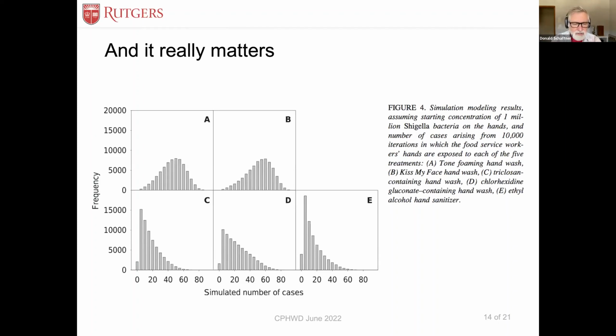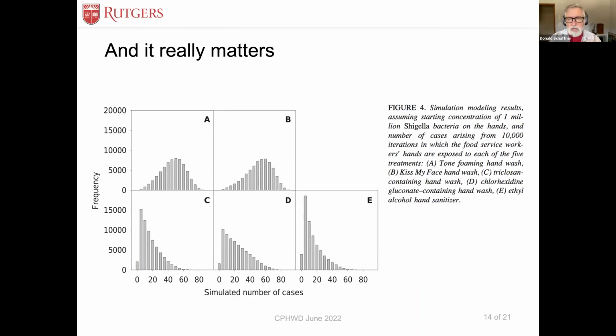For the antibacterial products now, you can see, because of the shapes of these curves, they're somewhat skewed distributions. So it's not necessarily meaningful to talk about the mean number of illnesses, right? But we could talk about the most common number of illnesses.